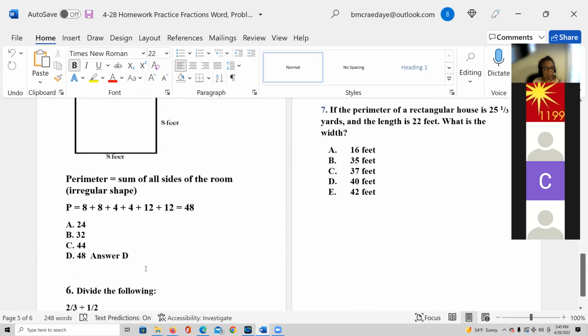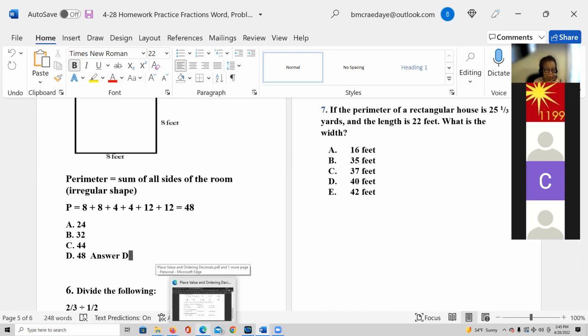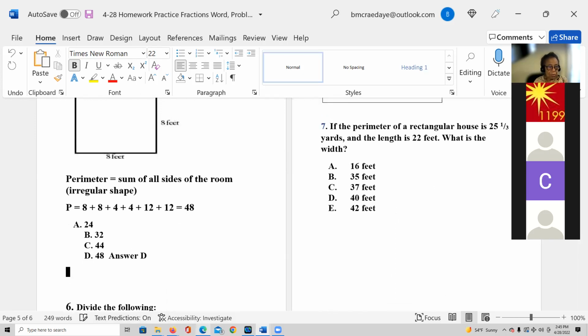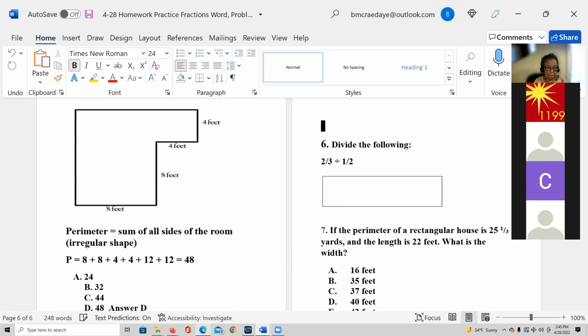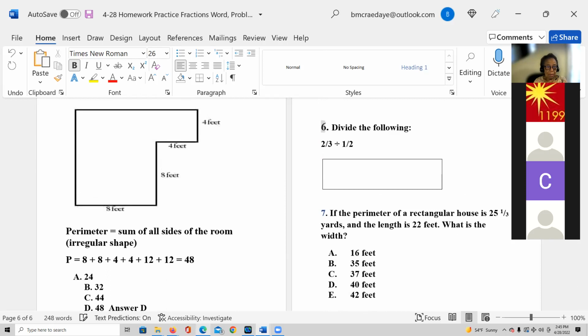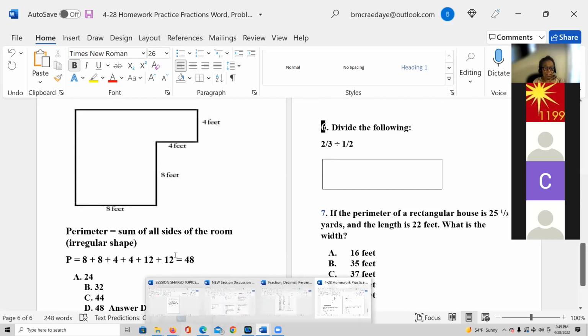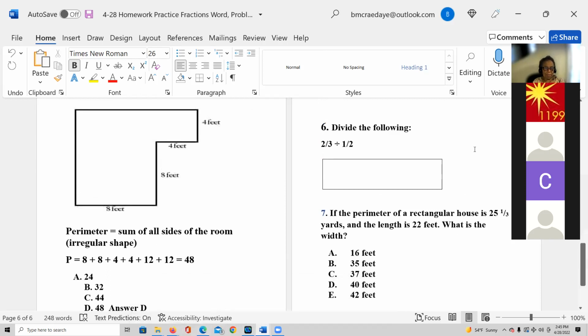Now, Mercedes, you're just in time to do division of fractions. Number 5, you came on just in time. Can you see that division? What does that say, Mercedes? Number 6, divide the following.